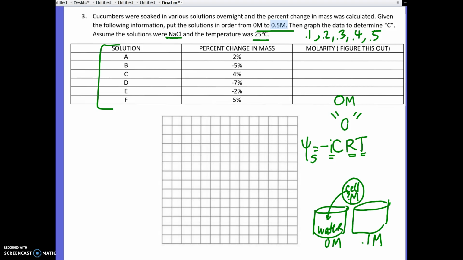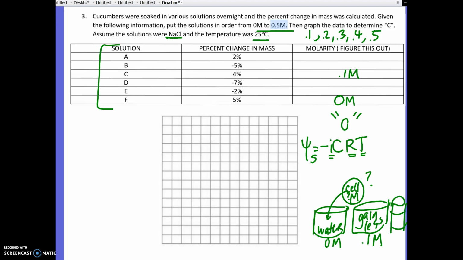But in this case, my next number going from highest to lowest after 5 is 4%. Does everybody see that one? So that must be my 0.1 molar. In other words, it gained weight, but it gained less weight than it did in pure water, which makes sense. I must be getting closer to whatever the actual molarity of my cucumbers would be. And you get those values from when it tells you 0 to 0.5.